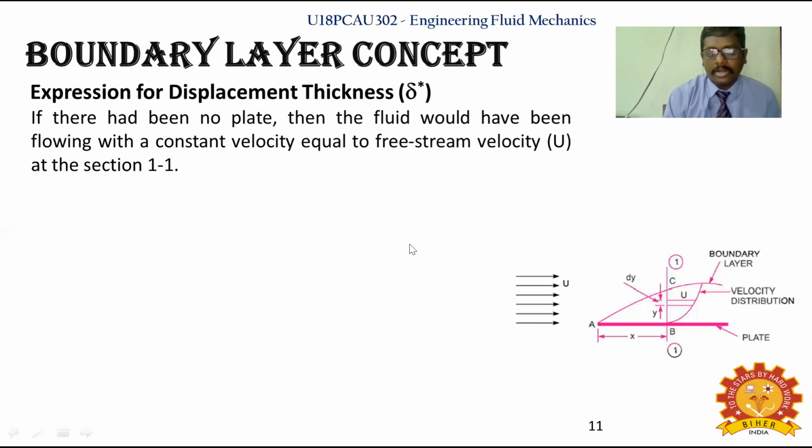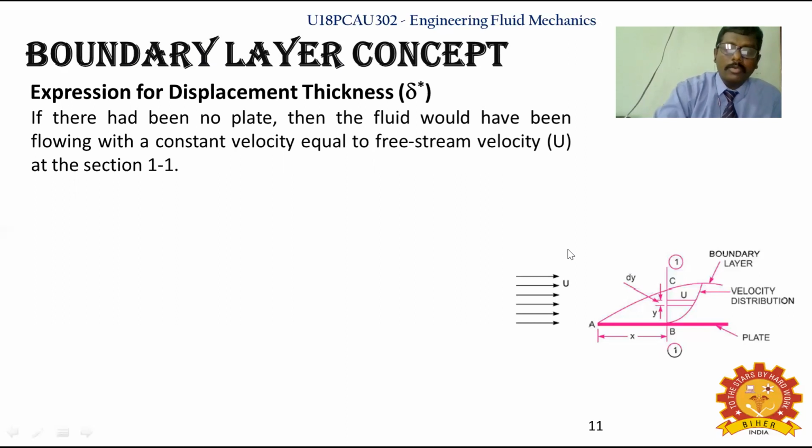So if we remove this plate, you do not have any restriction. You will have only a free stream velocity, entirely free stream. We considered a small u, but if we are not considering a plate, we do not have the small u. Small u varies from 0 up to capital U.